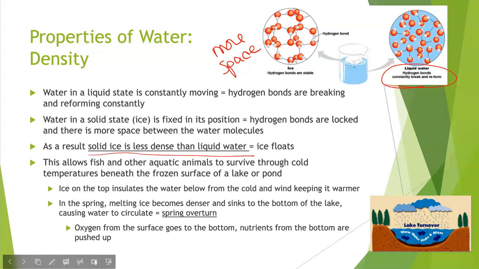And this is super important for fish and other aquatic animals to survive in the wintertime. If ice sunk to the bottom, where would all the fish and the frogs and things that live in bodies of water go in the wintertime? So it actually creates kind of an insulating surface on the top. It protects them from wind, and it keeps the water underneath warmer in the wintertime. And another benefit of this is in the springtime when all that melting ice starts to sink down to the bottom, you get an overturn of nutrients and oxygen, and it's very beneficial to the organisms and the overall health of a body of water to have that mixing.